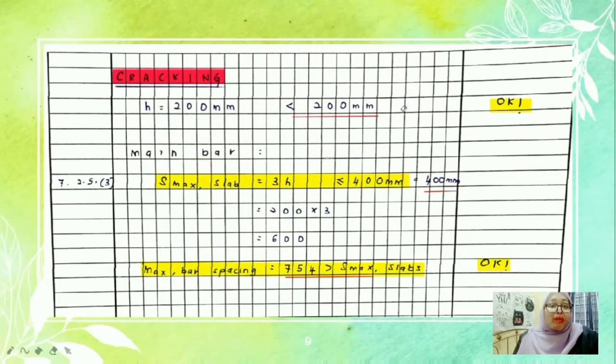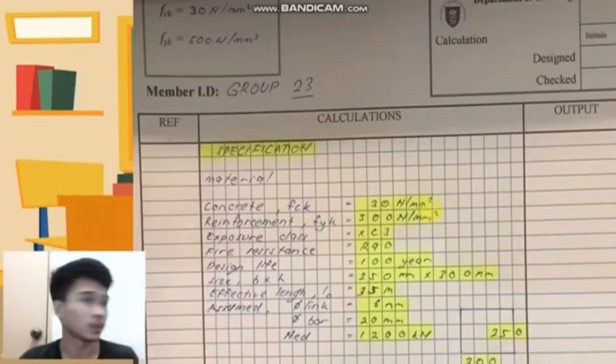Lastly, for the cracking, the slab thickness is okay and the maximum spacing for slab is 400 mm and the maximum bar spacing is 745, which is greater than the spacing max for slab. So it is acceptable. Okay, thank you, Atul.